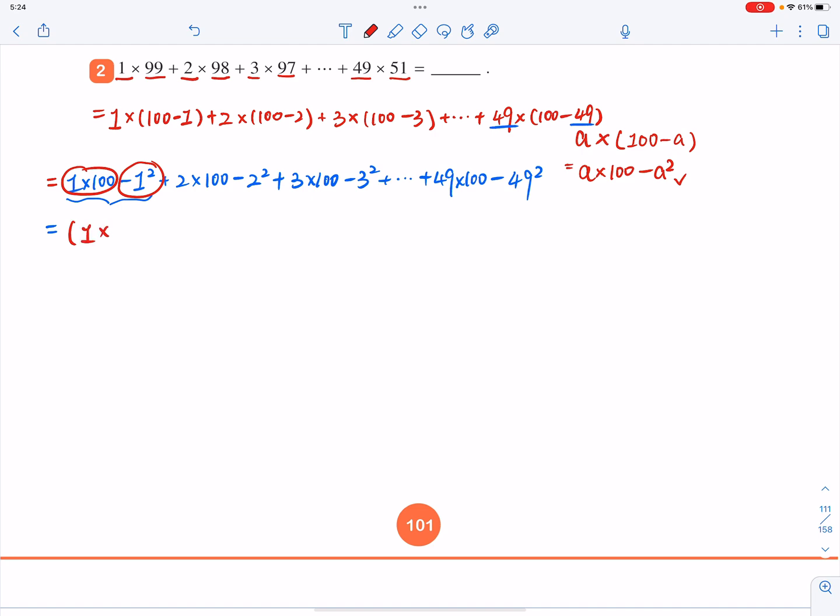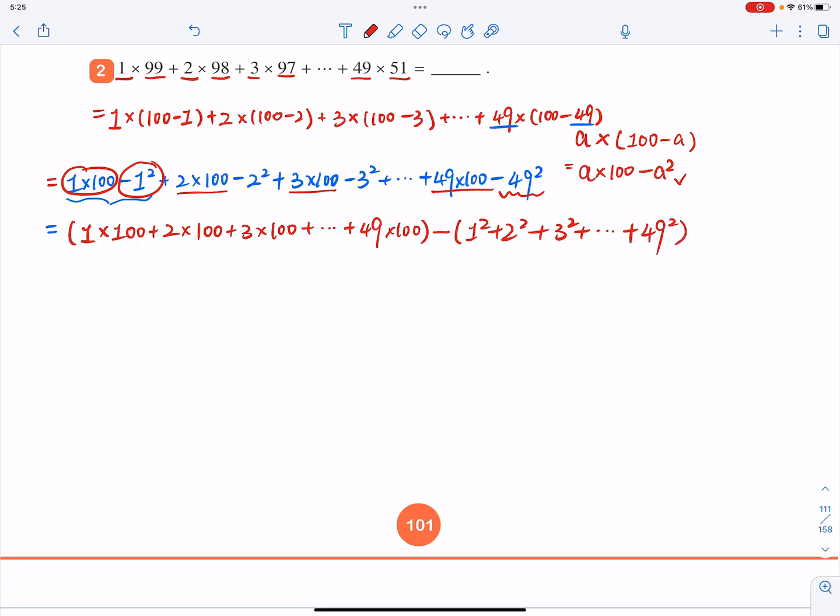In the bracket, we have 1 times by 100, adding 2 times by 100, 3 times by 100, all the way to 49 times by 100. And now you have to take away 1 squared, take away 2 squared, take away 3 squared, all the way to take away 49 squared. So that means we can take away the sum of 1 squared, 2 squared, 3 squared, and then finish at 49 squared. Okay, guys, take a look at these two big brackets.